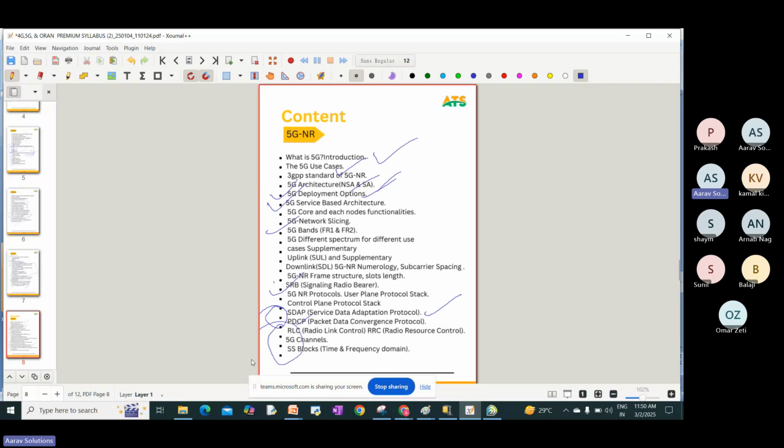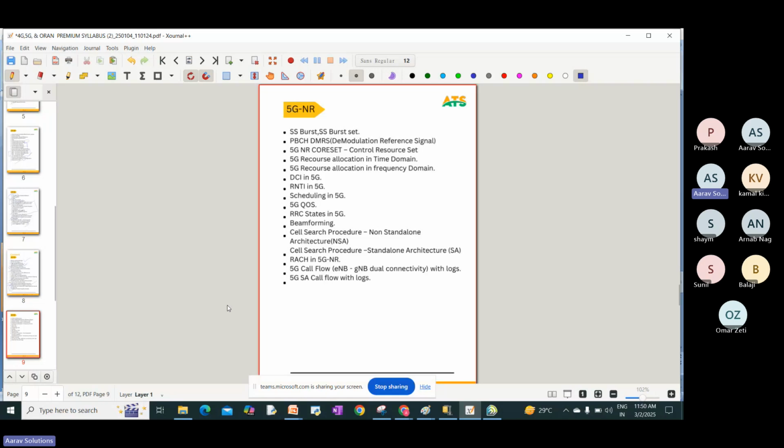Then we have the sync signal block, that is also new in 5G. Then similarly the attach process, or maybe the synchronization process for 5G, like different SS bursts, sync signal bursts, time and frequency domain allocation, how we will do the cell search, beam forming and massive MIMO, and different RRC states.